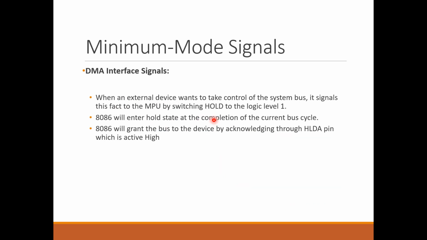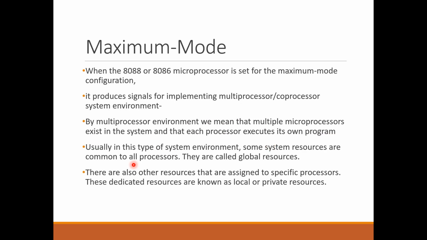Okay. And the direct memory access interface signals: whenever the external device wants to use the system bus or the data buses of the microprocessor in order to communicate with the memories, it sends a signal through the hold pin, which is active whenever it is 1. When the microprocessor sees that, after the completion of the current cycle, it sends another signal to that external device through this pin, the hold acknowledgement pin, in order to let the external device know that they can use the system buses right now. And let's talk about the maximum mode of the 8086 microprocessor.